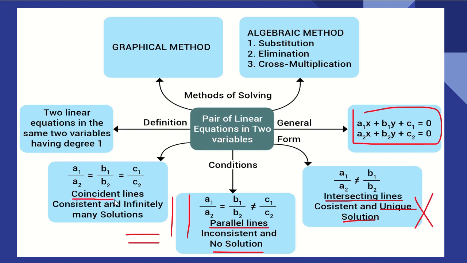Same way, what will you say for the coincident line? Coincident line, consistent, and it will have infinitely many solutions. So if everything is equal, then you will say it is a coincident line, consistent, with infinitely many solutions.